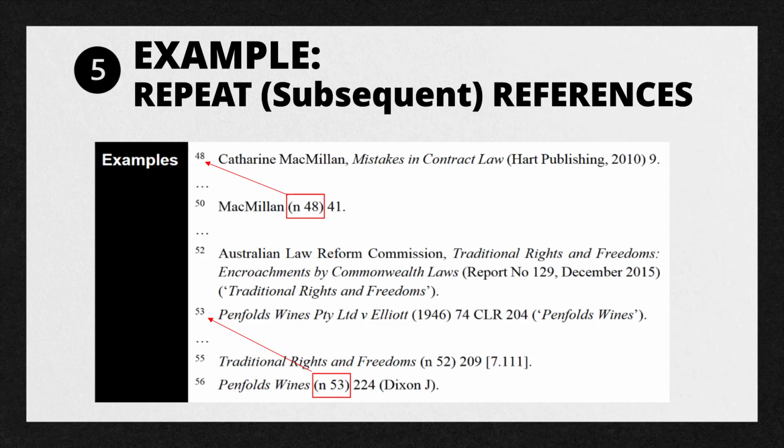Let's take a look at another example. In footnote 53, we've cited a case called Penfold Wines. That was the first time that we cited it. You can see at the end we've given it a short title. I've done another reference for footnote 54, done another one for 55, and now I'm on to 56 again. So instead of writing out that whole case, I can just say, hey, go and look at the Penfold Wines full citation at footnote 53 on page 224.